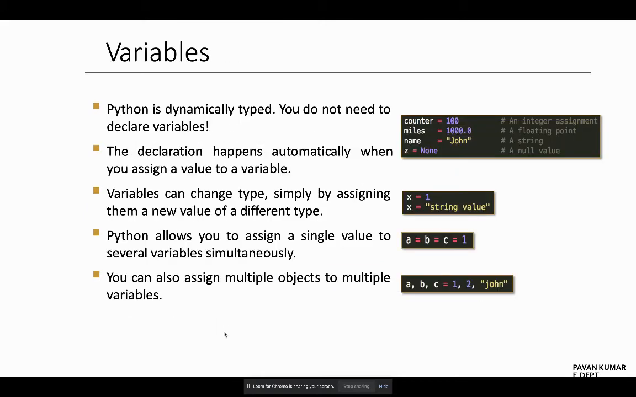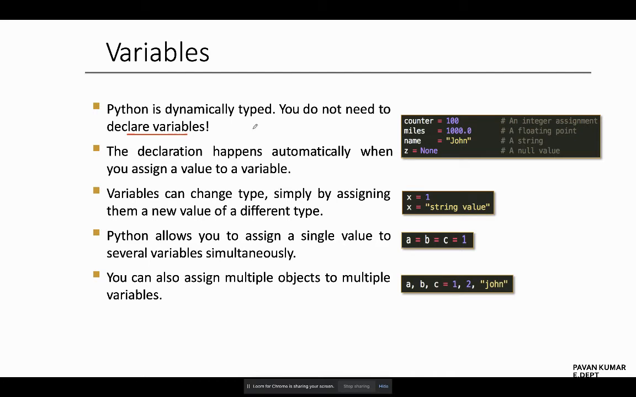So how to declare a variable? Variable plays a vital role in Python coding. Basically the variable can store a constant value, or it may store changing values in the program. The first point here is that Python is dynamically typed. You need not have a declaration of variables here. That is an important thing which we should know.